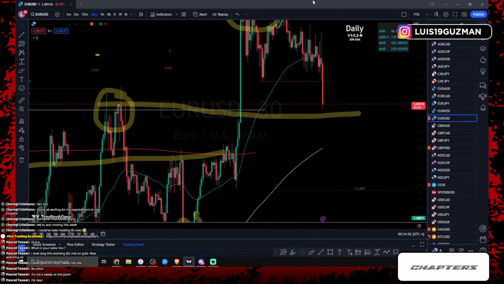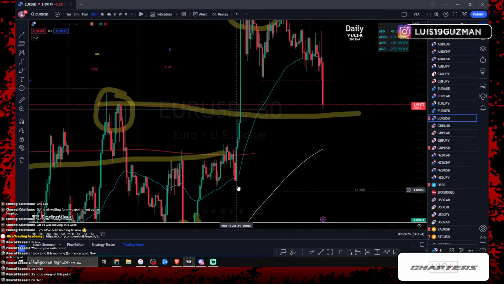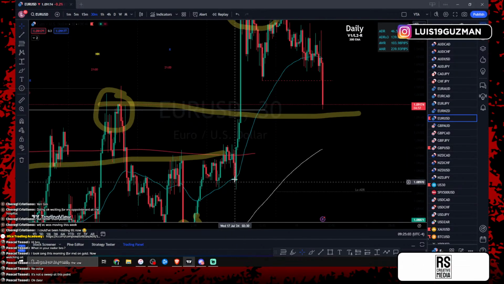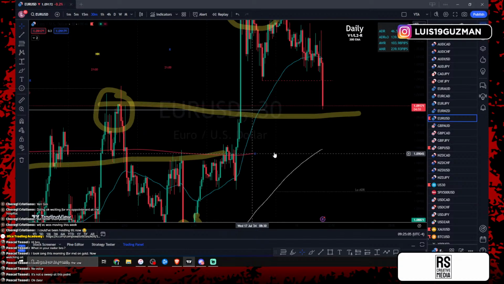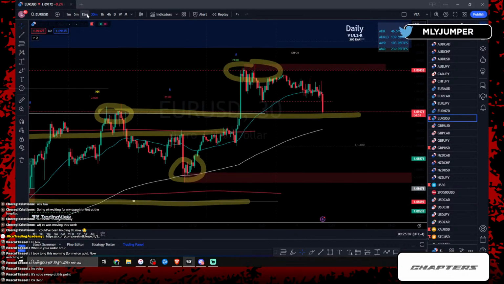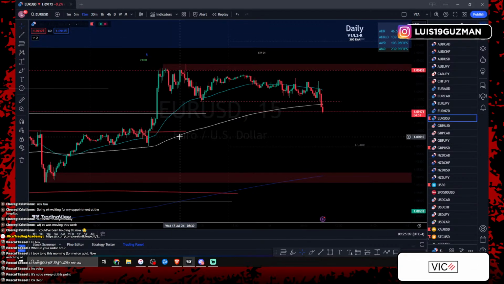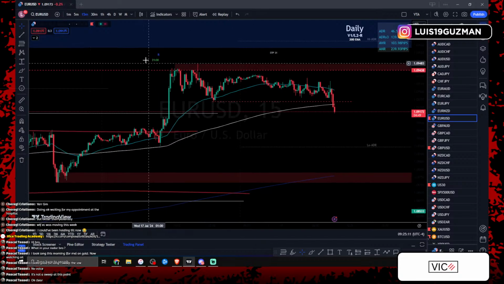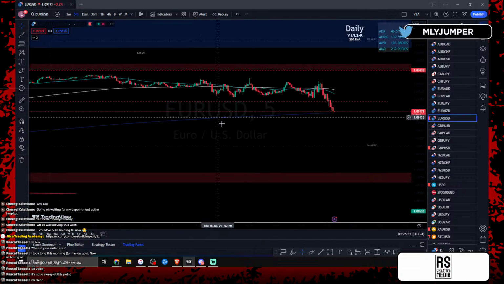This would have made a little bit more sense if this candle had been a valid engulfing candle, if this red candle had had a bottom wick. We could have seen a potential pullback into that zone. Nothing in the 15.